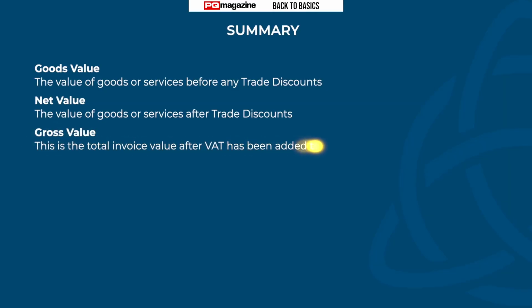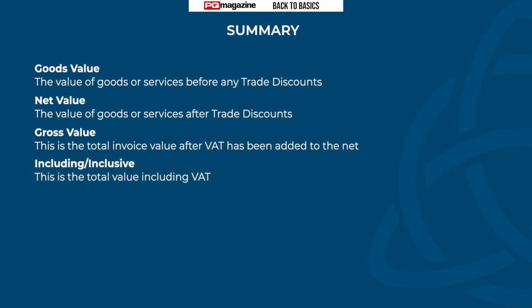Gross value. This is the total invoice value after VAT has been added to the net. Including, inclusive. These terms tell us that the value we have includes VAT and is the gross. Excluding, exclusive. These terms tell us the value we have is the net before VAT has been added.